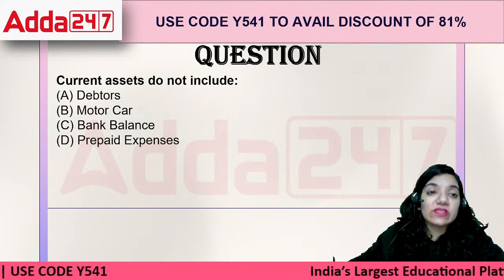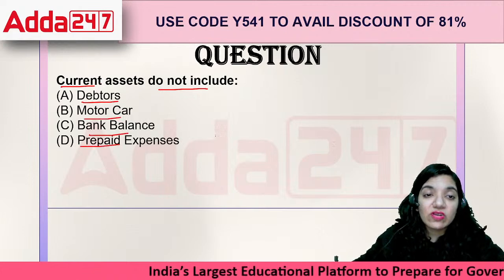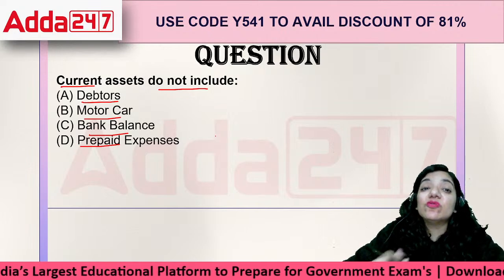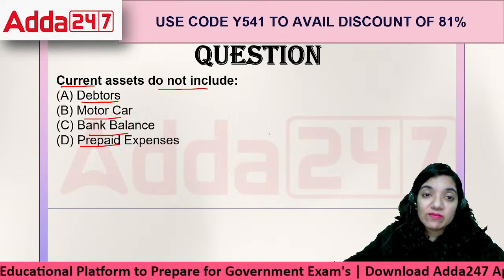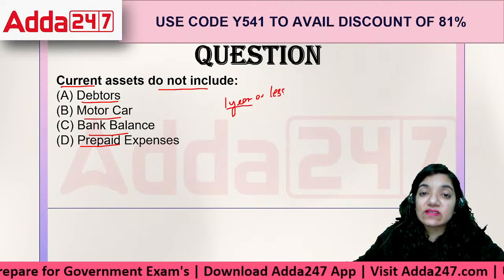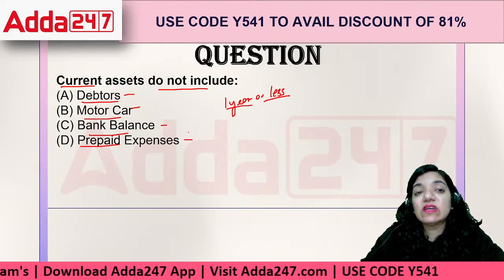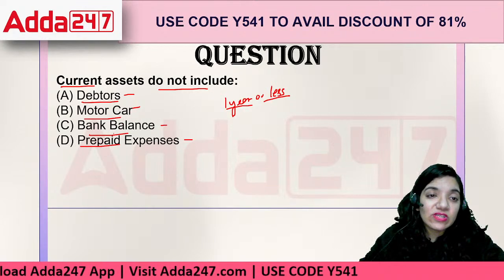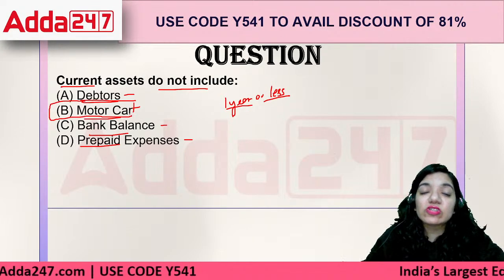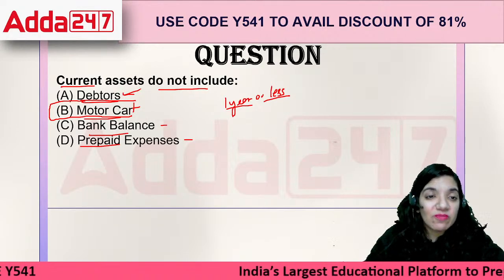Now, the next point. The current assets do not include debtors, motor car, bank balance, or prepaid expenses. When we talk about the current assets, these are those assets which are used in the business for a period of 1 year or less. So that is debtor, motor car, bank balance, prepaid expenses. Current assets do not include a motor car, because motor car is a long term asset, while the debtors are paid, we receive money from them within 1 year.